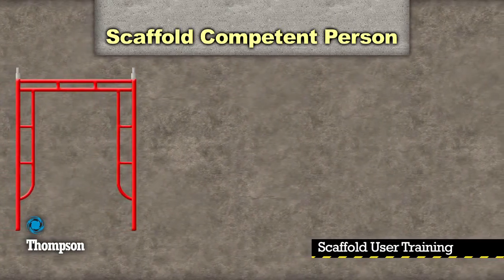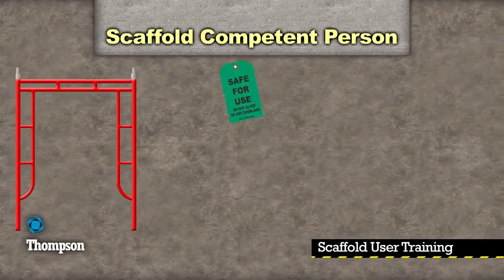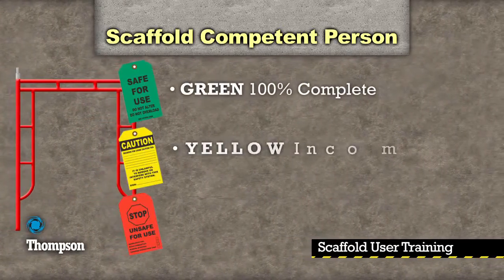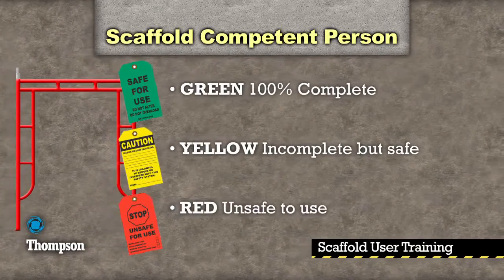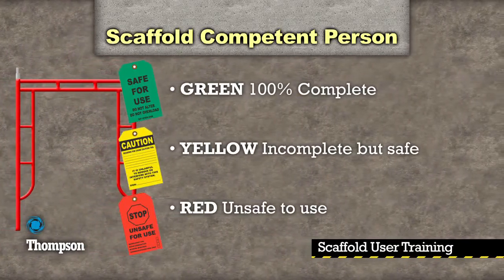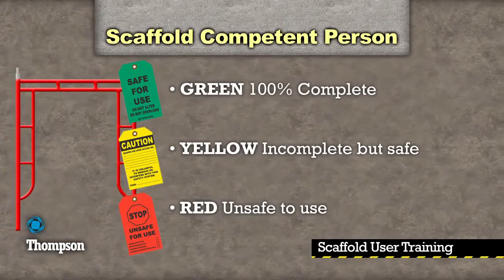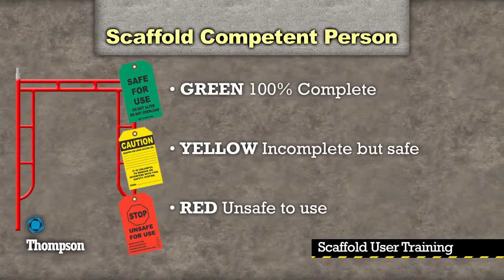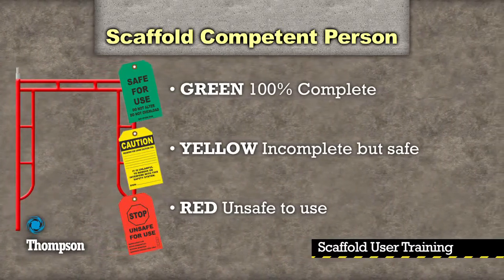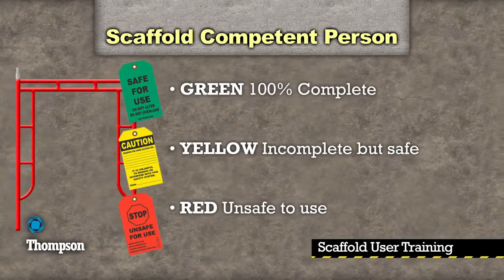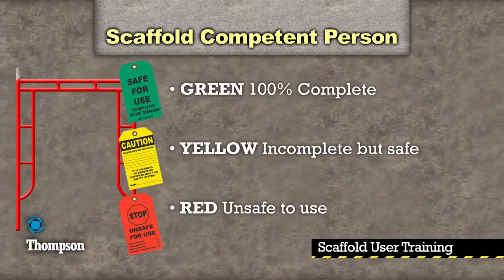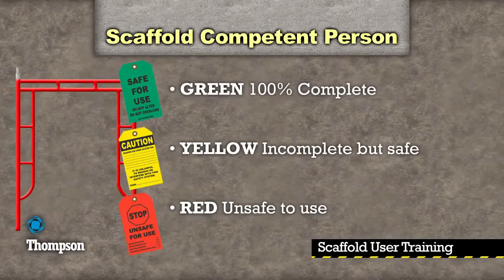They will determine the status of a scaffold using a green, yellow, or red tag. A green tag is a 100% complete scaffold ready for use. A yellow tag is an incomplete but safe-to-use scaffold. A red tag is an unsafe scaffold and may not be used. Generally, a scaffold that is still under construction or in the process of disassembly. No one should climb onto a scaffold or go to work on a scaffold unless it has been inspected and the green or yellow tag is posted and signed by the competent person.